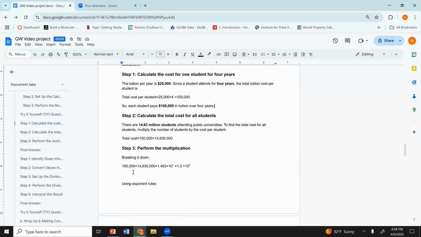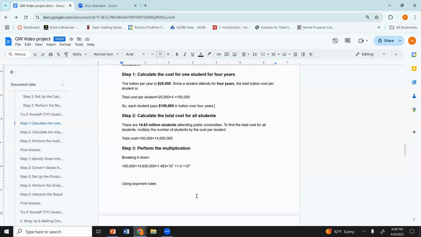So 100,000, we can write that as 10 to the power 5. Okay, because we have 1.0 times 10 to the power 5, so there are 5 zeros. For the 14 million, it's going to be 1.4. So we have how many digits here? 1, 2, 3, 4, 5, 6, 7. So that's going to be 10 to the power 7.